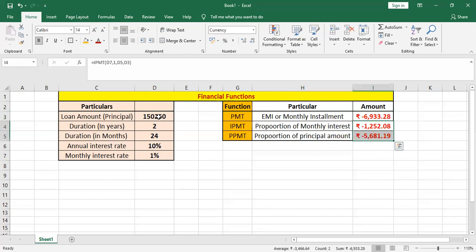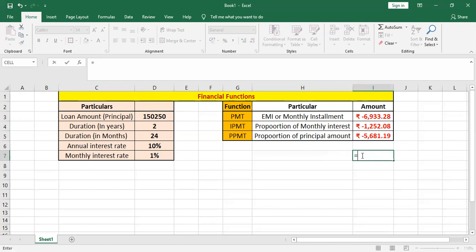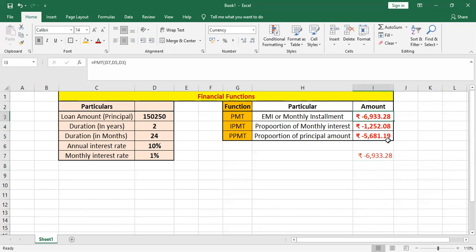Simply you can cross check, you don't have to, but you can cross check by totaling it. So the total of monthly interest and principal payment will definitely be the amount of EMI. So I'm pressing the sum formula and I'll just select it. See, it is the same amount as this. Okay, so that's how you can gauge overall if we are correct or not.